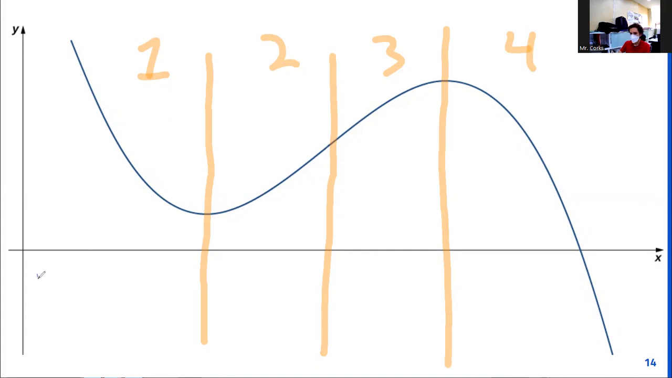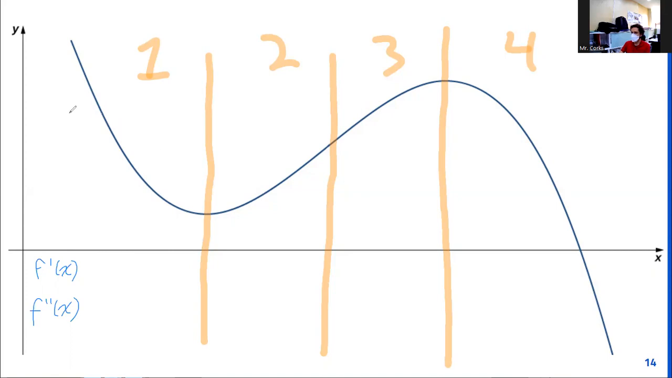So in each of these cases, we'll say, what is happening with our first derivative? Is it positive or negative? And also what is happening with our second derivative? Is it positive or negative? So in region 1 here, the function is positive the whole time. So f of x is positive, but the first derivative, is it positive or negative?